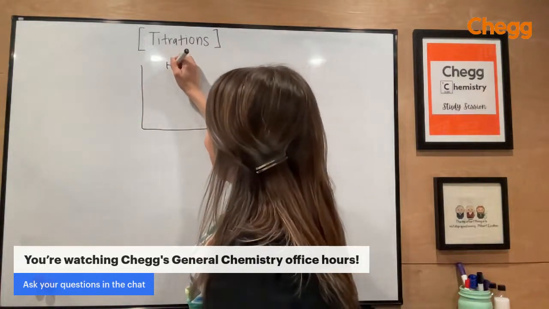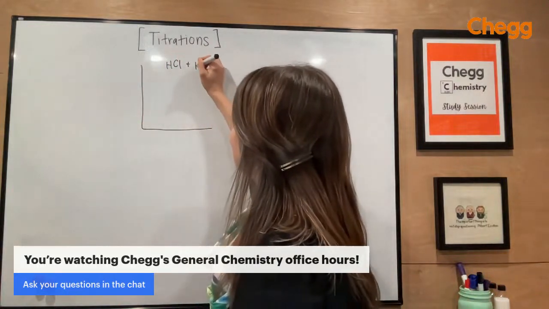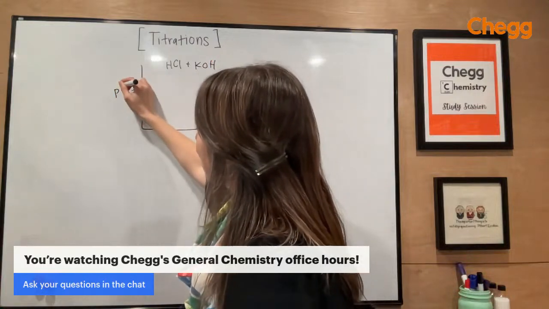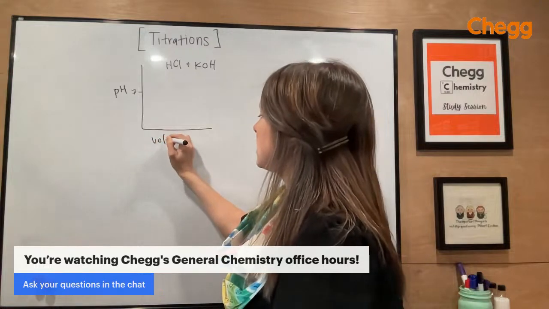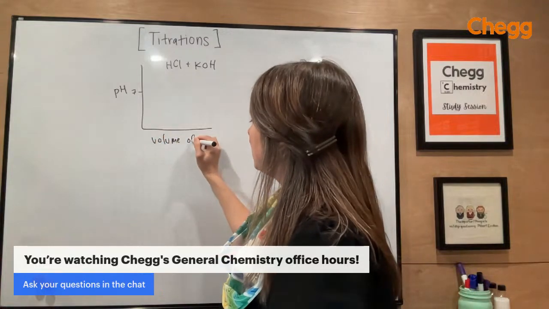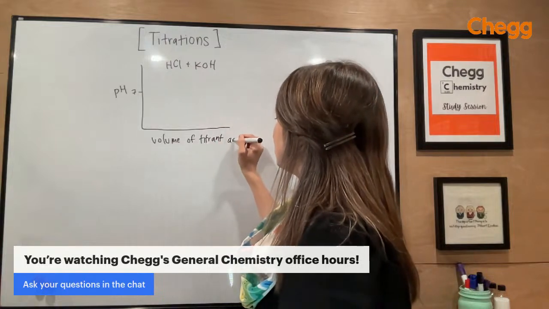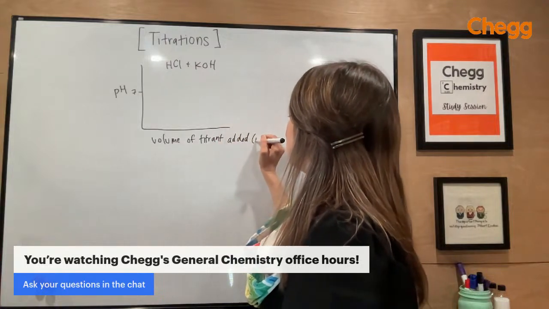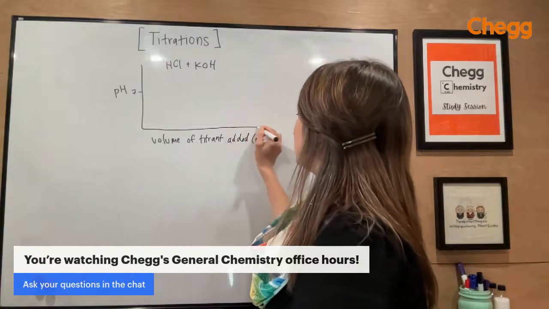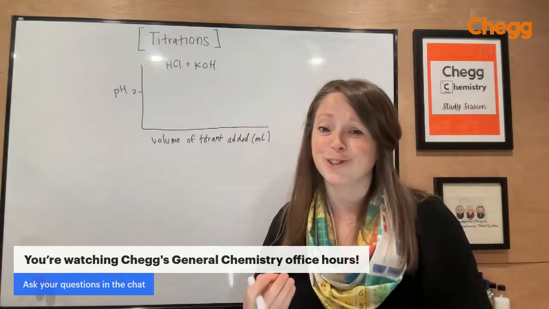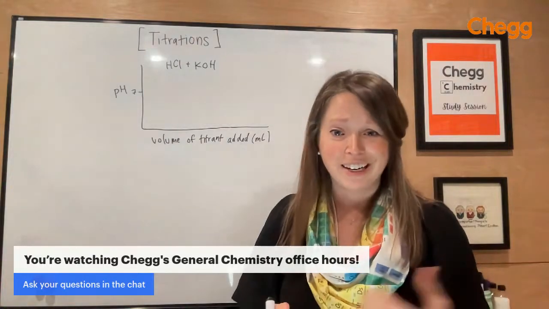So let's say we had hydrochloric acid plus potassium hydroxide. All right, so this is my pH. This is going to be my volume of titrant added. All right, so let's just go ahead and talk through this and then we'll switch gears and do the one that's actually tricky, right?